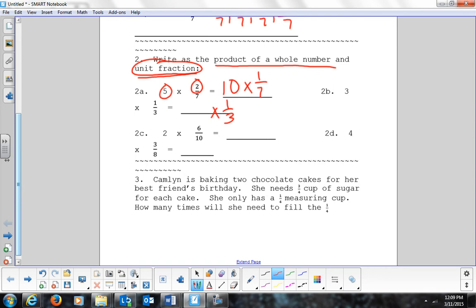I'm going to take my whole number, Ivan, and I'm going to times it by my numerator. So what is my whole number? I've got 3 times 1/3. So I'm going to go 3 times 1. 3. So my answer then stays the same. 3 times 1/3.